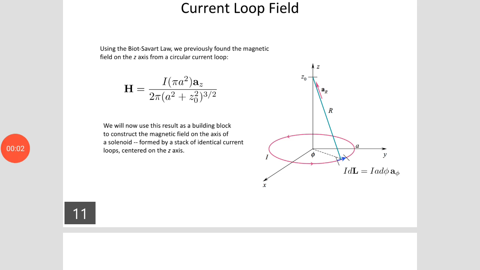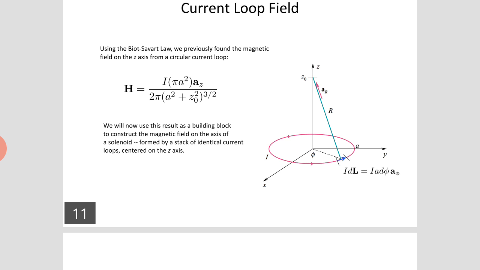Hello students, in the last class we discussed the application of Ampere's circuit law. Today we will discuss some more applications of Ampere's circuit law. In that, we will consider a current loop field. Using Biot-Savart's law, we previously found the magnetic field on the z-axis from a circular current loop.